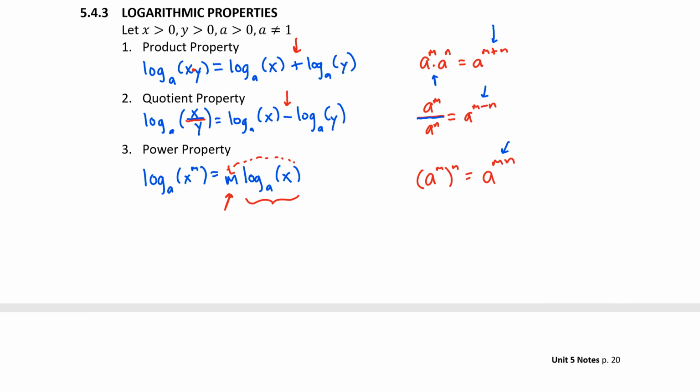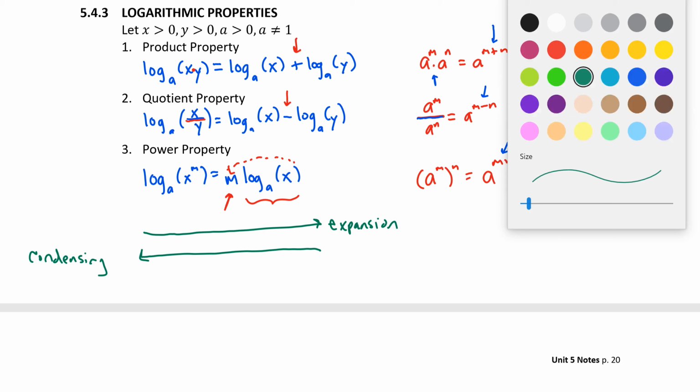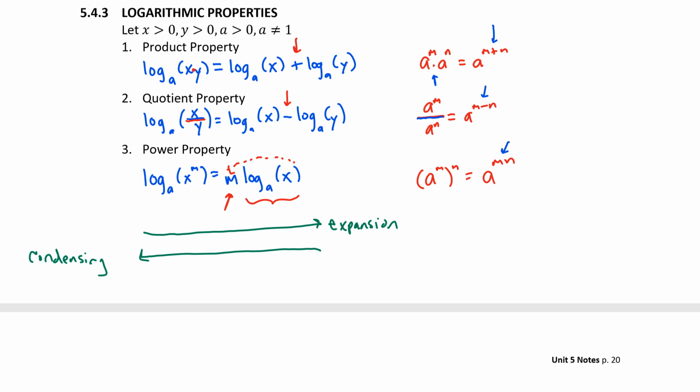When we apply the properties in this direction, we call that expansion. And when we apply the properties in this direction, we call that condensing. So these are the three basic rules that we will use to expand and condense logarithmic expressions. There are no other properties that we can apply. So keep in mind, we're only learning how to do three things, so limit yourself to doing these three things only. Watch out for this pitfall.